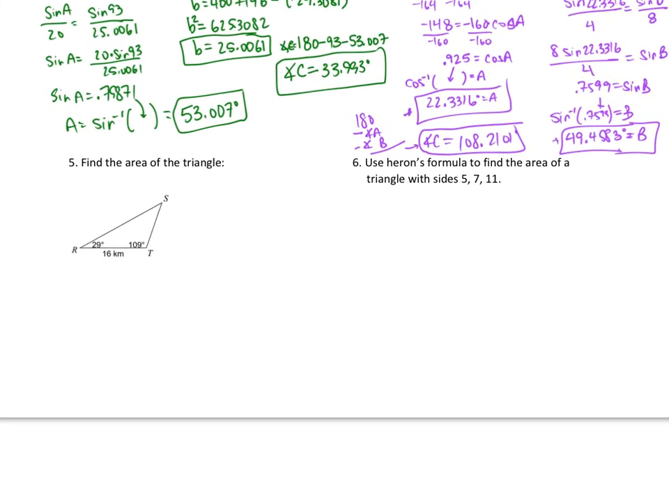Look at number 5. For number 5, it says, find the area of the triangle. So we talked about how to solve for the area of a triangle besides just saying the area equals 1/2 times the base times the height. We came up with a formula. We said the area is going to be 1/2 times, and we're going to use an angle with 2 included sides. But if you take a look at this, we've got an issue. We've got this angle, but we don't know this side. We've got this angle, we don't know that side.